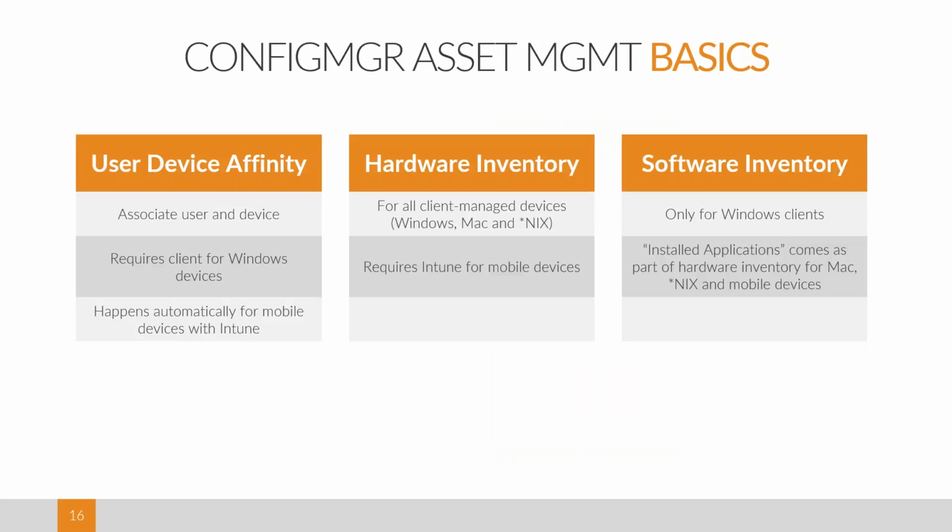So some of the basics for asset management: user device affinity. You need to know who is the owner of that device, so you can associate a user with a device. For Windows clients, you have to have the ConfigMan client on there. For mobile devices, it happens automatically when you enroll with Microsoft Intune. Once you've got that done, you have hardware inventory capabilities for your Windows, your Macs, your Linux, Unix devices with that client agent installed. For mobile devices, once they've been enrolled through Microsoft Intune with that integration, then your hardware inventory will flow down.